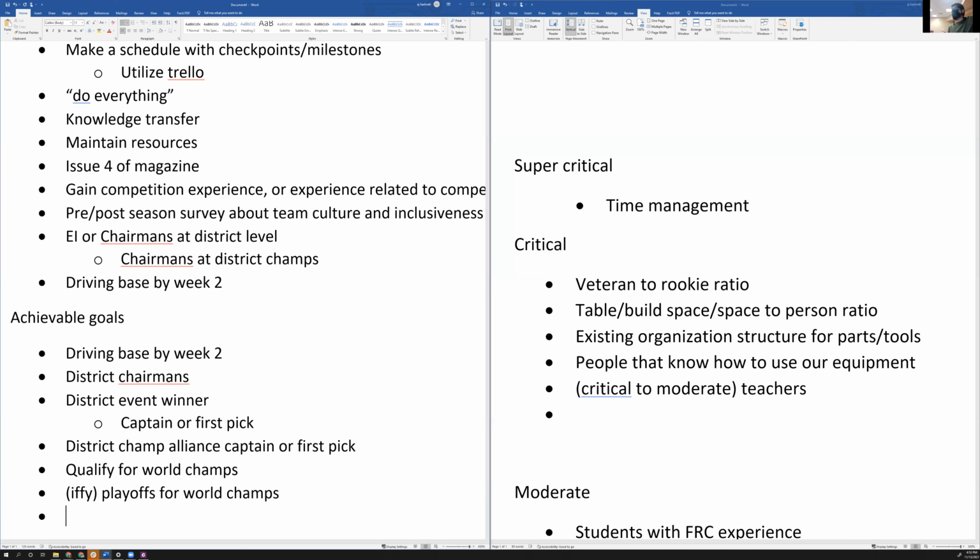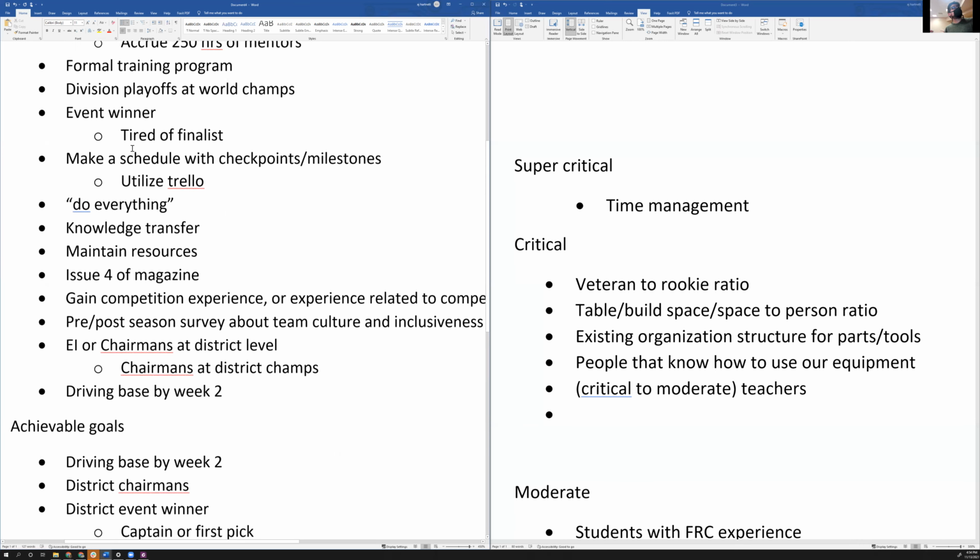Do we want to add or modify anything about Chairman's? Are we saying district champs Chairman's here as our achievable goal? Is that a stretch goal? Right. So would you guys say that district Chairman's is an achievable goal for us? I feel like that's a very achievable goal for us. Do we say that district champs Chairman's is a stretch goal or achievable? Yeah, it's hard, right? Okay. I think that's very fair. So I'm just going to add in here knowledge transfer as an achievable goal.